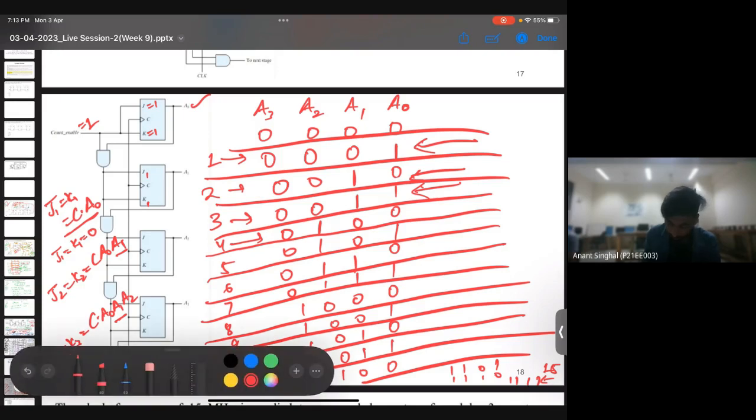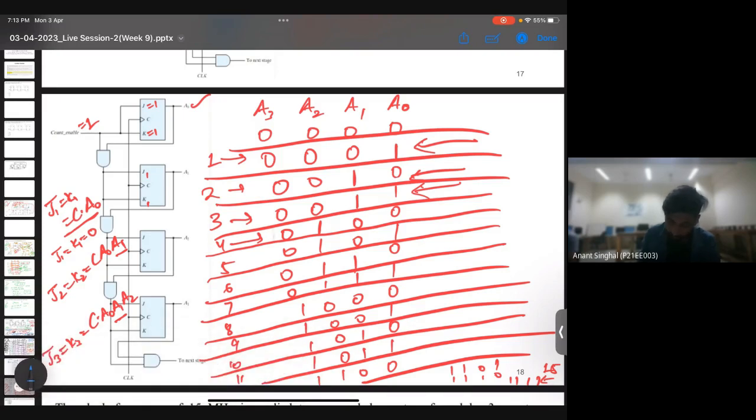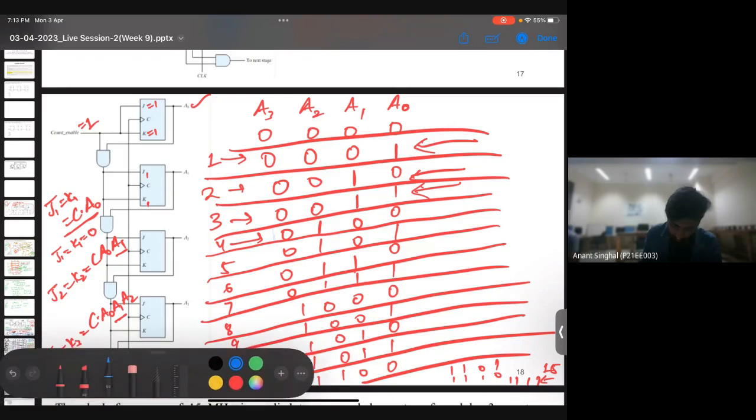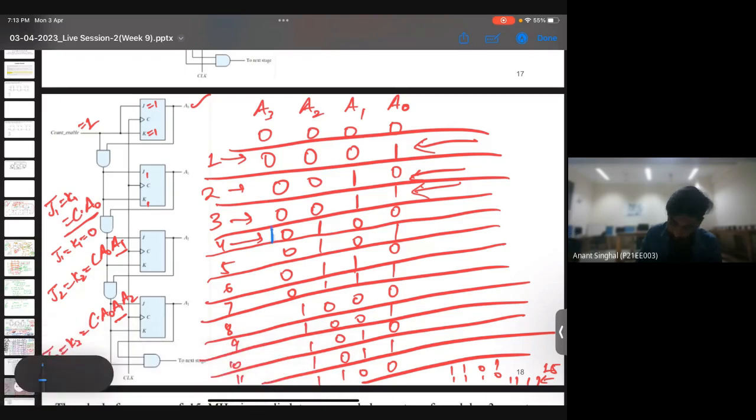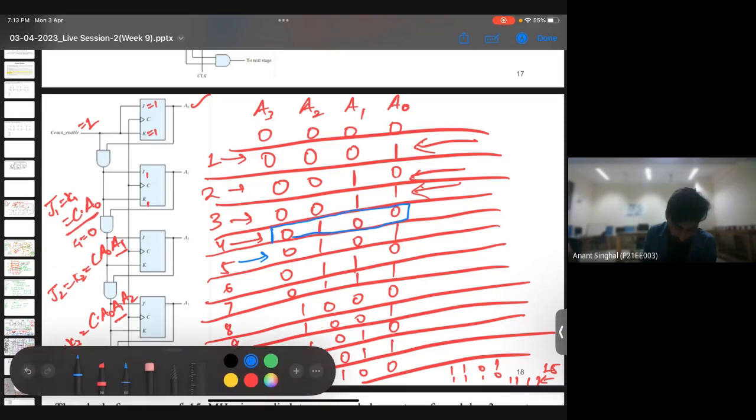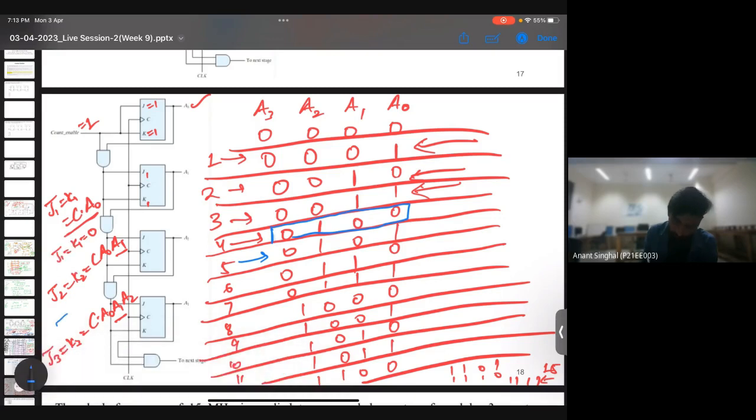So maybe I'll try to solve some. Let's take this step, and let's check for this. So we know that for the previous step, A0 was 0, right? So J1 and K1 will be 0 since A0 is 0. So whatever the previous state was, we will write the same A1. Is it clear for this A1?